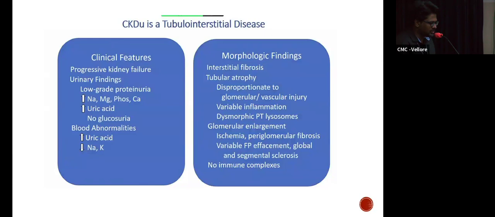So basically, CKDU is a tubular interstitial disease. Patients used to present with progressive kidney failure, like asymptomatic rise in creatinine, and the urinary finding will be tubular proteinuria, that is proteinuria less than 2 gram, and there will be increased loss of sodium and uric acid in the urine. There will be no glucosuria, renal tubular acidosis, or blood abnormalities. The patient will have hyponatremia, hypokalemia, and hyperuricemia. When we do a biopsy, the morphological finding will be interstitial fibrosis and tubular atrophy, and because of this, there will be compensated secondary FSGS in the form of glomerular enlargement. One important thing is there will be no immune complex at all.